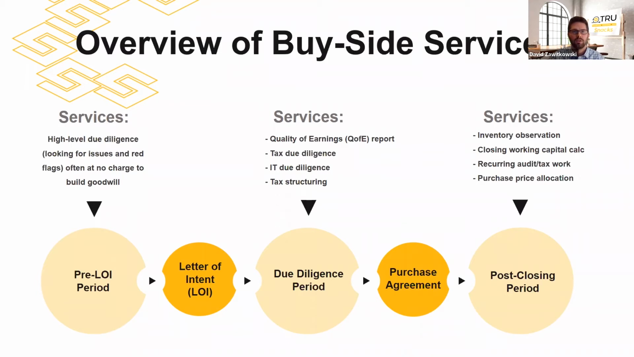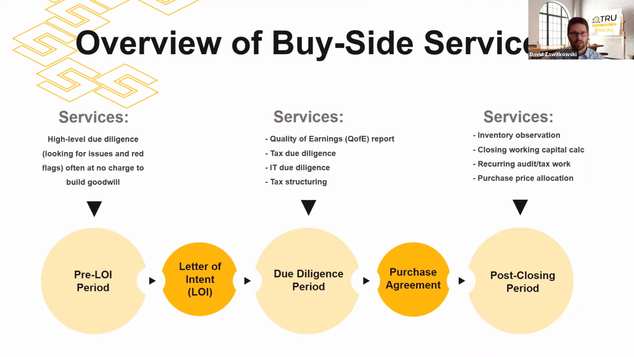Now, in addition to the quality of earnings report that we do, we have teams that do tax due diligence. We have teams that do IT due diligence, and then we also have a team that does tax structuring. Now, during a transaction, there are a number of items that we call deal killers, and taxes is certainly one of them. So it's important to get a tax due diligence going on as well.